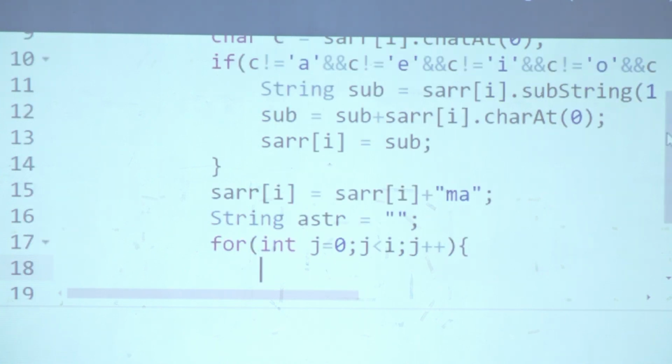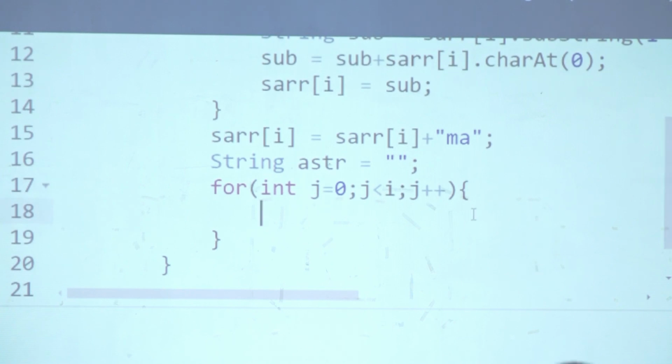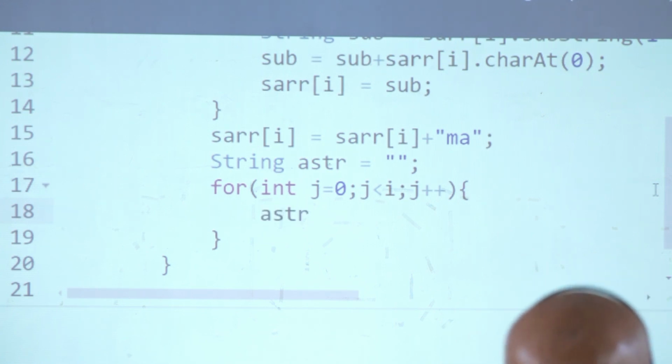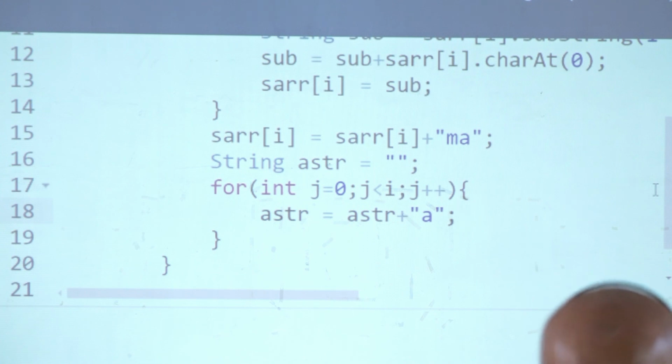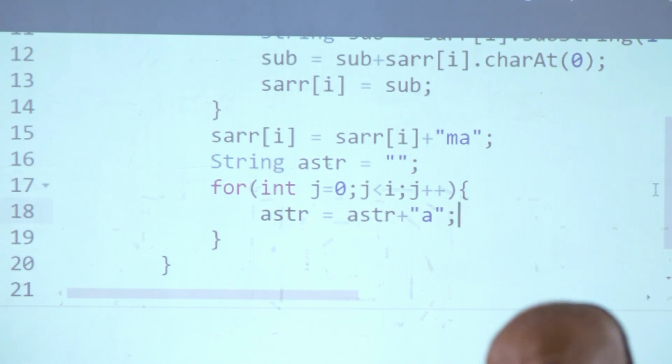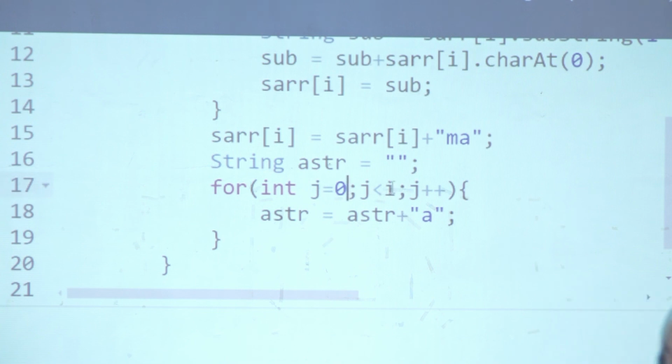Can you tell me what goes inside this? aStr is equal to aStr plus A. That many A's you have to add, no? aStr plus the letter string A. Now, are you understanding what is happening? First time i will be 0. So I should go up to i plus 1. I made that mistake. So it should be j less than or equal to i, not j less than i. Right?